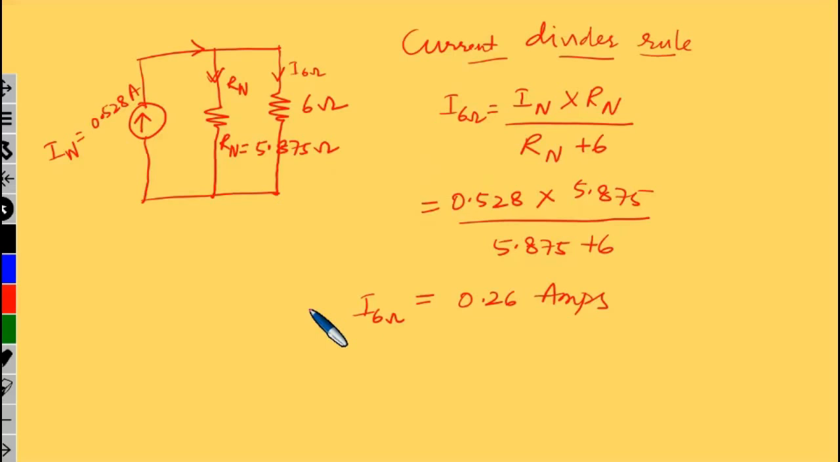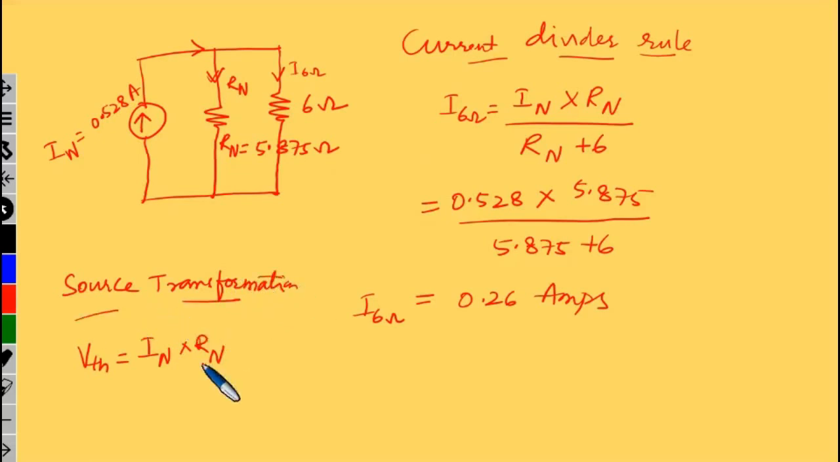This is also equal to the Thevenin circuit. That means you can also solve this with the equivalent Thevenin circuit. So let me do that. The Thevenin voltage V Thevenin is nothing but I Norton into R Norton. It is according to source transformation. We know that voltage is equal to current into resistance.